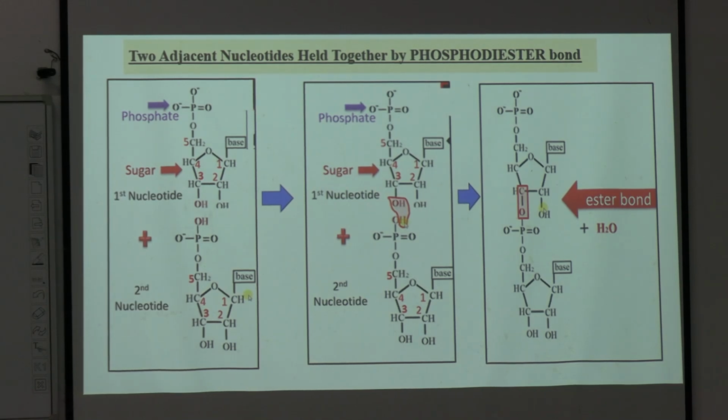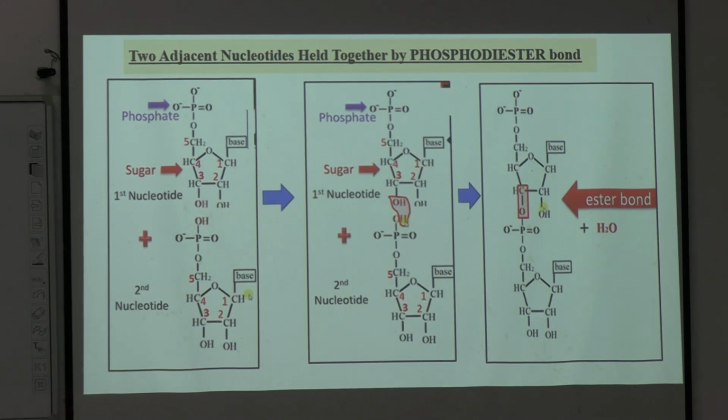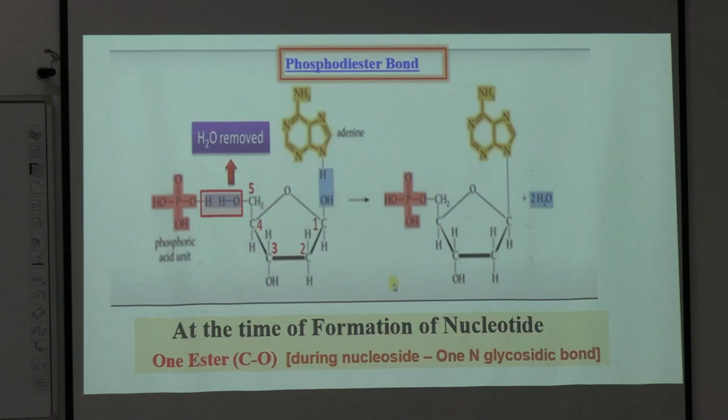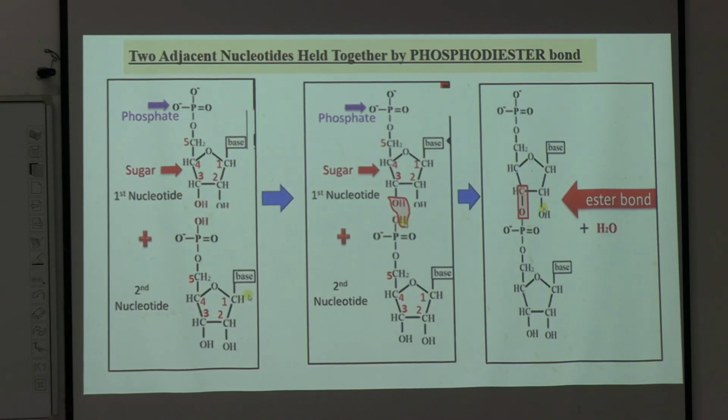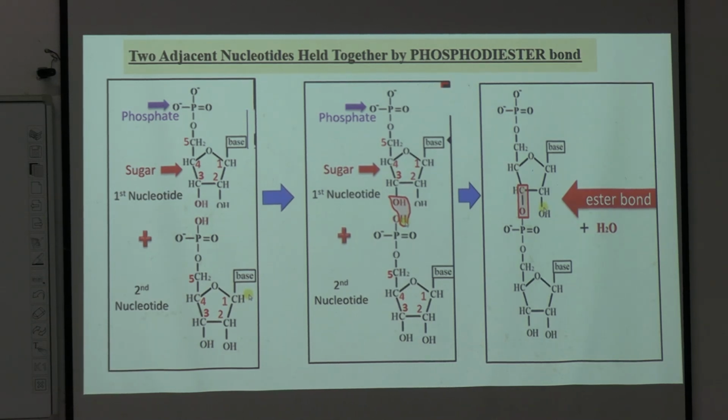So these two adjacent nucleotides are held together by a phosphodiester bond. This is the phosphodiester bond. This is the ester bond. So why diester? Where is the diester? One is formed at the time of nucleotide formation. Remember, what are the 2 ester bonds in phosphodiester? As I told you, there is a common picture you will see. The 2 adjoining nucleotides are joined by a phosphodiester bond. Here, one nucleotide is joining with another with the phosphate group.